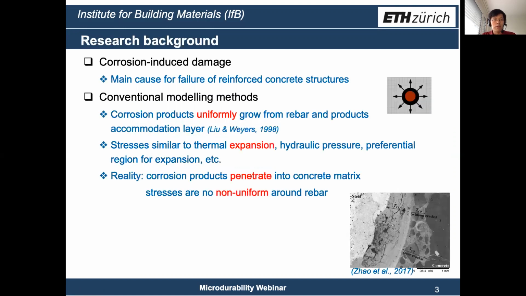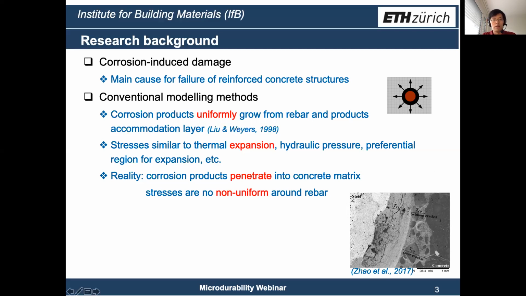We all agree that corrosion-induced damage is one of the main causes of the failure of reinforced concrete. In the conventional modeling method, they assume corrosion product uniformly grows from the rebar, creating a layer around the rebar which can accommodate corrosion product. The created stresses are similar to thermal expansion and hydraulic pressure.